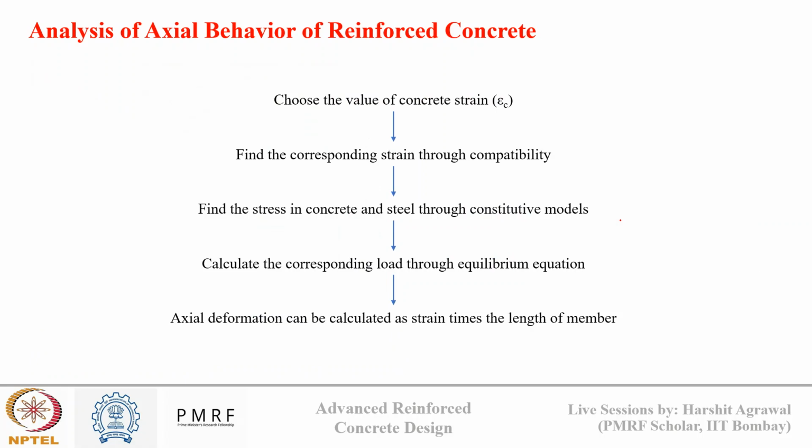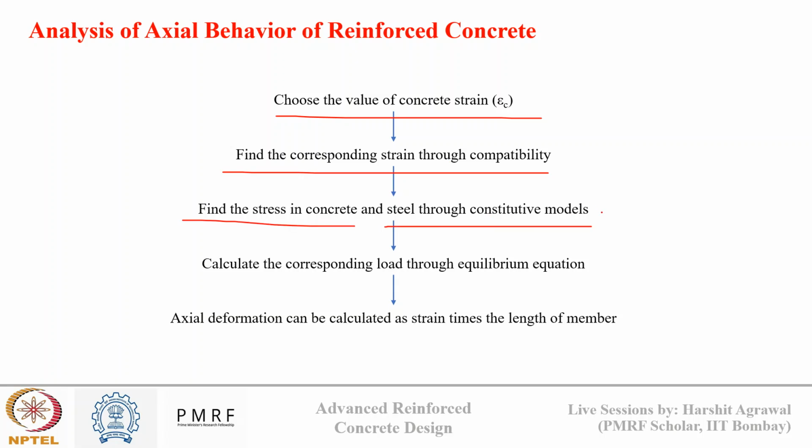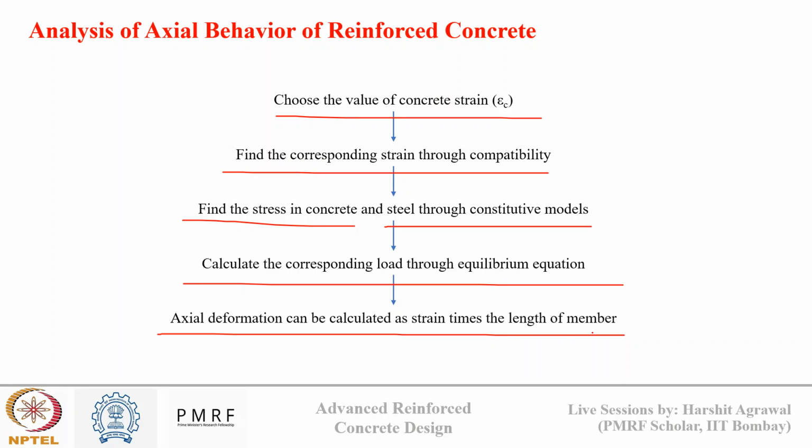We saw step by step how to analyze a reinforced concrete or a plain concrete member when it is subjected to axial compression and tension. First we choose a strain value for concrete. We find the corresponding strain in steel through compatibility, so strain in concrete will be equal to strain in steel. We find the stress in concrete and steel through the respective models. We calculate the load through the equilibrium condition, and we calculate the axial deformation, which is calculated as strain times the length of the member. For this, we saw several numericals, how to use different concrete models and how to incorporate reinforcement with that also.